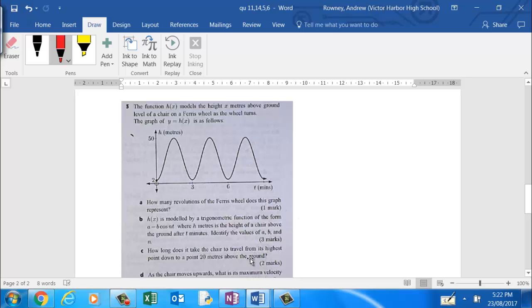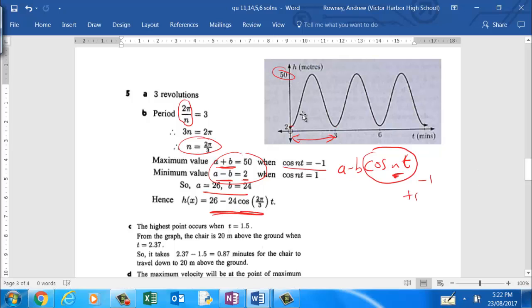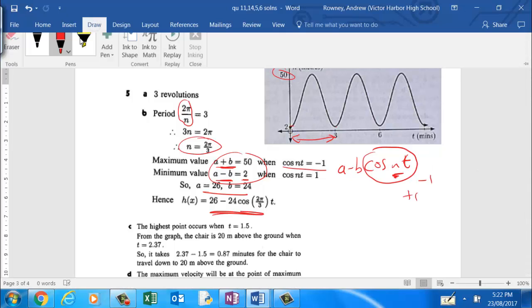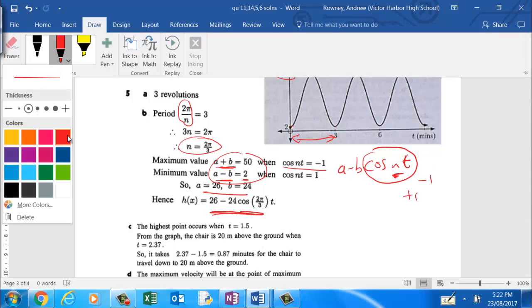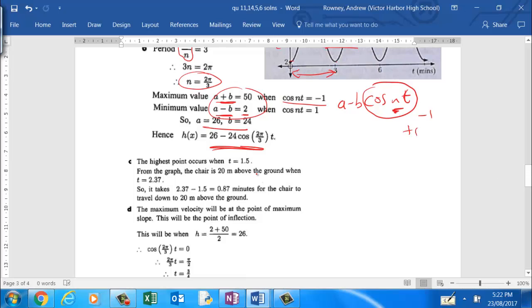Right, question C. How long does it take the chair to travel from the highest point down to a point 20 meters above the ground? The highest point is halfway between 0 and 3, 1.5. This one here, and we want to go down to 20, down to that level. So from there down to there, we want to get this here. Now to go down to 20, that'll be 2.37.